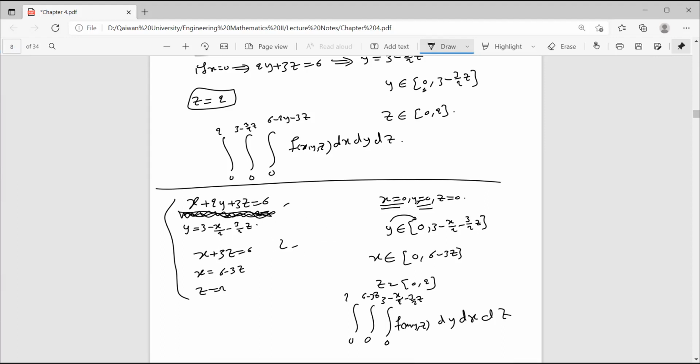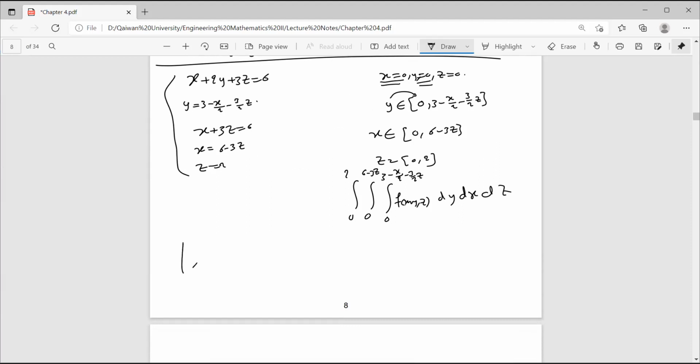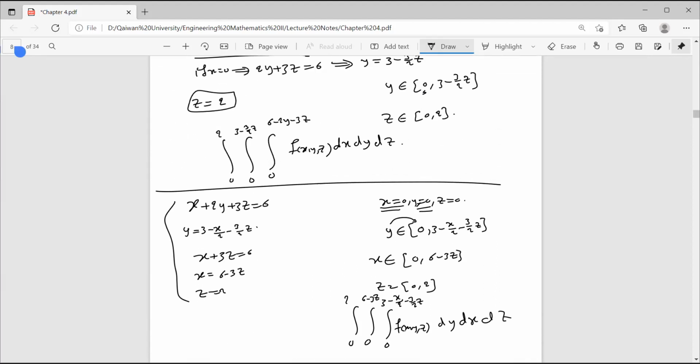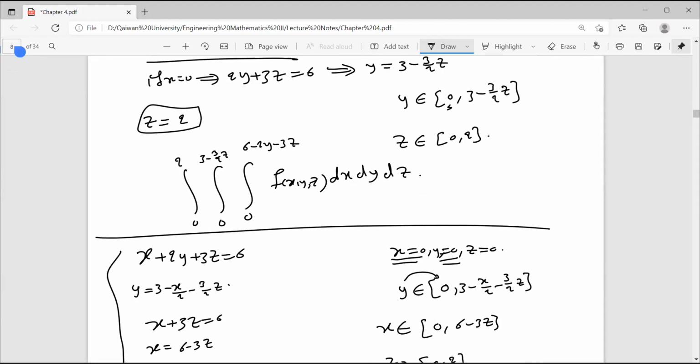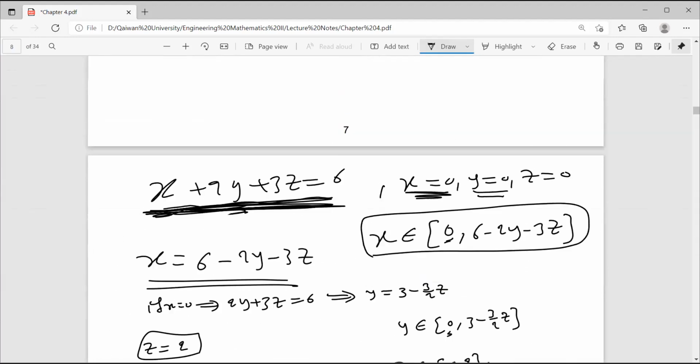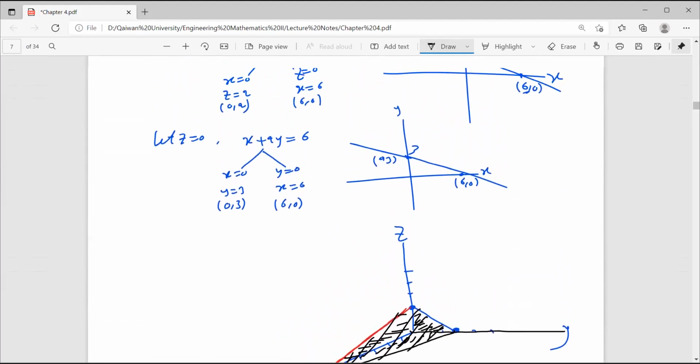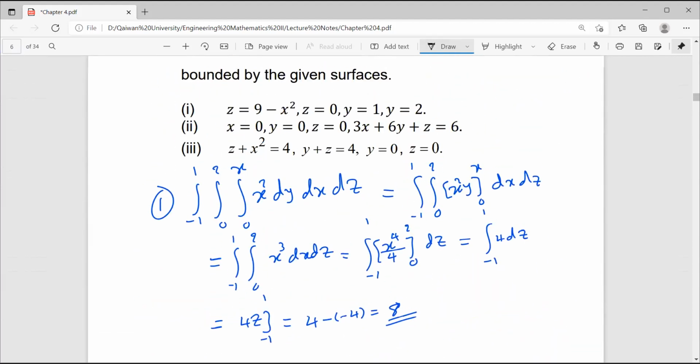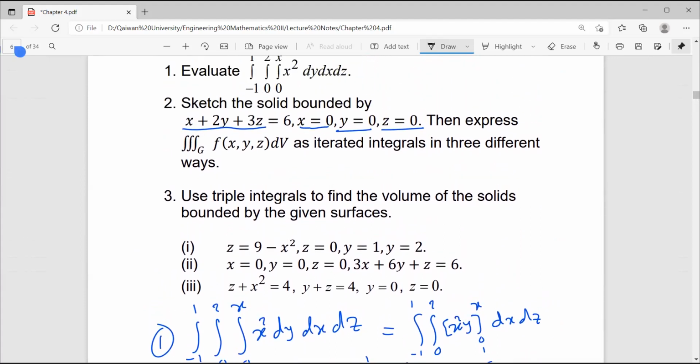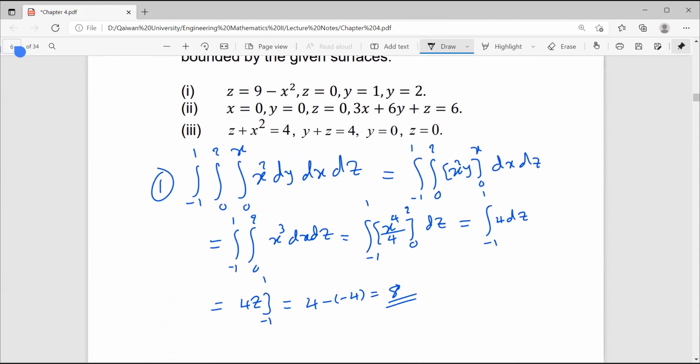Here we can find 6 different ways for expressing that triple integral. I have done 2 of them. Do the last one by yourselves, next homework. But actually, we can do it in 6 different ways, because each of these cases is 2 cases.